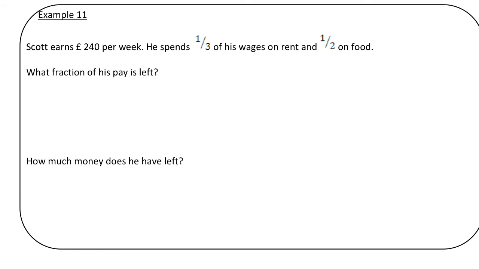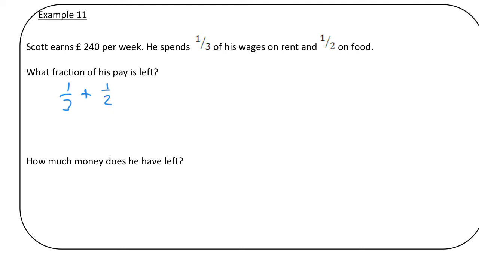Example 11, Scott earns £240 per week. He spends 1/3 of his wages on rent and a half on food. What fraction of his pay is left? So what we need to figure out is how much he has spent. So he spends 1/3 plus 1/2.